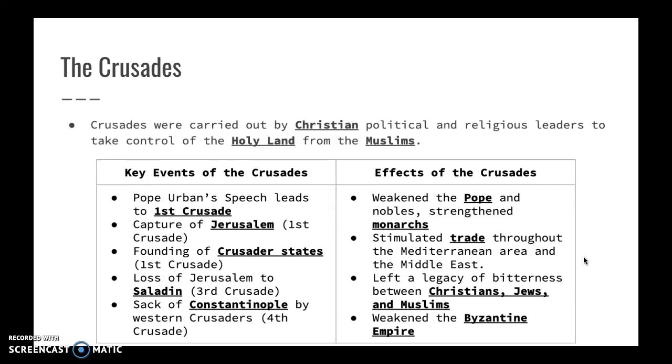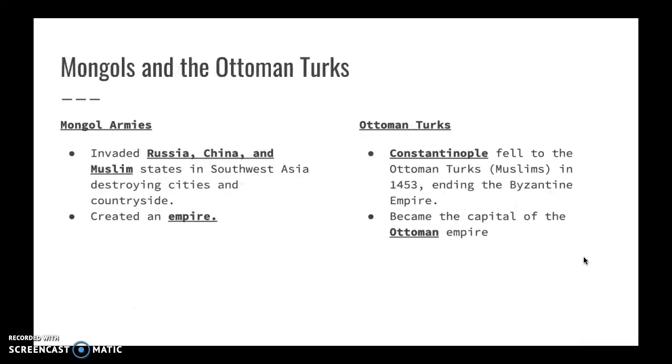It stimulates trade between the Mediterranean and the Middle East as the Crusaders are coming back from their crusade. They have a high interest in the Middle Eastern products. It also leaves a legacy of bitterness between Christians and Jews and Muslims because they're fighting each other. Along the way, Christians were taking over the Jewish pogroms and then fighting the Muslims when they got there. It wasn't a very good time for religion. It also leads to the weakening of the Byzantine Empire and allows the Ottomans to come in and take over.